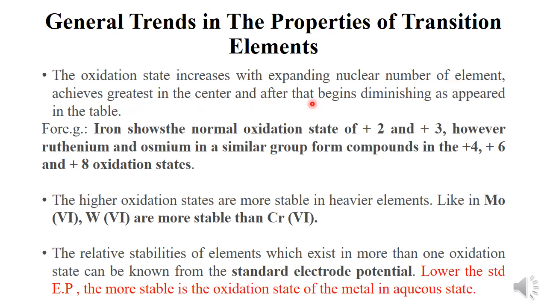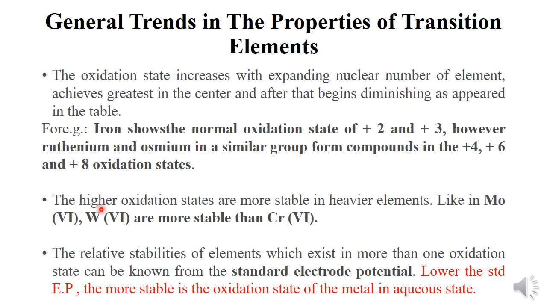greatest in the center and after that begins diminishing as appeared in the table, कि जो हम already table में देख चुके हैं. For example, iron shows the normal oxidation state of +2 and +3, while ruthenium and osmium in a similar group can form compounds in the oxidation state +4, +6 and also in the +8 oxidation state. कि जैसे जैसे न्यूक्लियर नंबर बढ़ता जाएगा कि एटॉमिक नंबर बढ़ता जाएगा वैसे वैसे जो ऑक्सीडेशन स्टेट है वो भी इंक्रीज होती जाएगी, विच इज ग्रेटेस्ट इन द सेंटर. सेंटर पे वो मैक्सिमम होगी जैसे इन केस ऑफ रुथीनियम और ऑस्मियम, एंड आफ्टर दैट इट बिगिंस डिमिनिशिंग, कि वो डिक्रीज होती जाएगी.